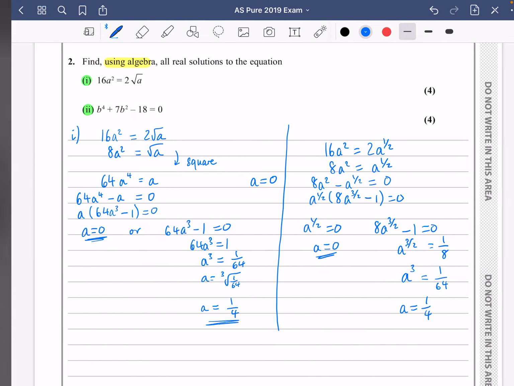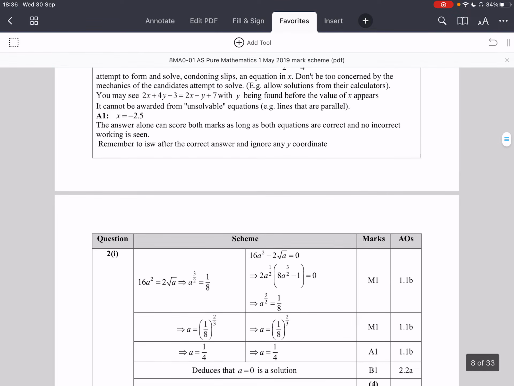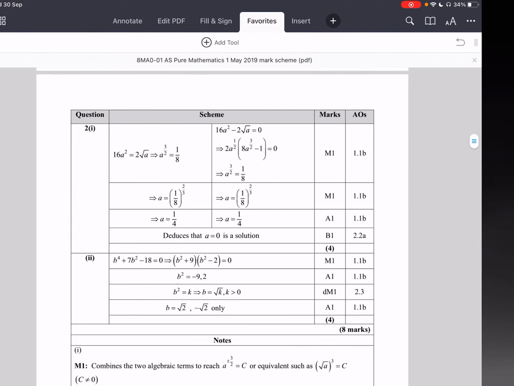Now, I'm just going to go back to the mark scheme here because there are some other ways that you could answer this question as well. One of the ways they did this was similar to what we did on the first bit, where you have that a to the 3 over 2 is an eighth. So you do have to get the fact that a equals 0 is a solution. They've not done it with the squaring. I think the way that we did it was probably a little bit easier.